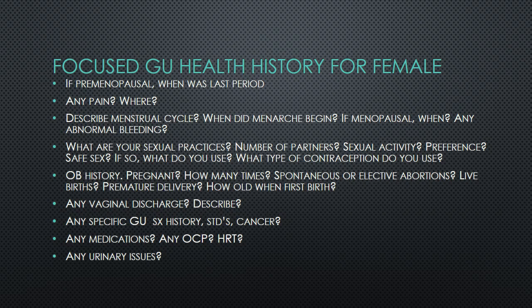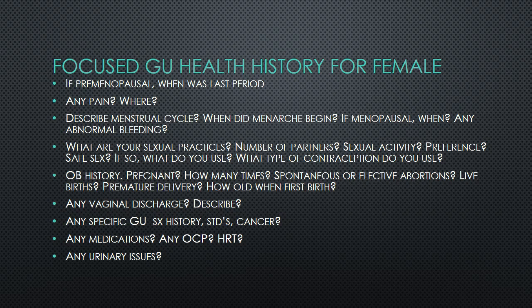If the woman has an OB history, we need to know when they last were pregnant, how many pregnancies have they had, have they had any spontaneous or elective abortions, have they had any live births, any premature births, how old were they when they had their first birth.